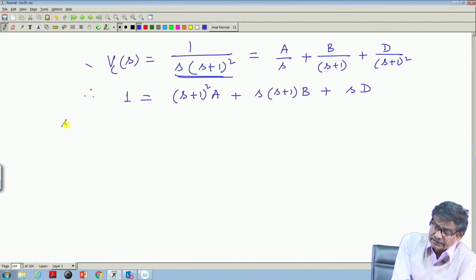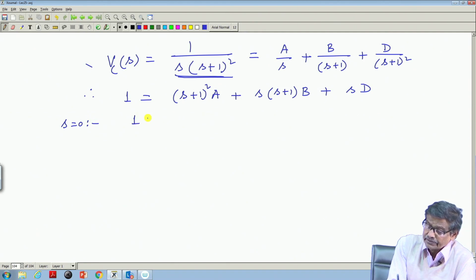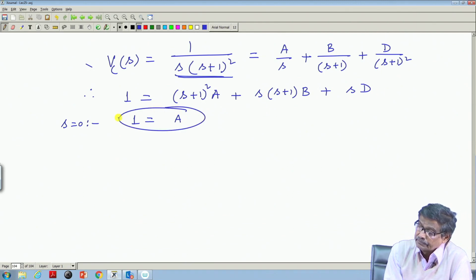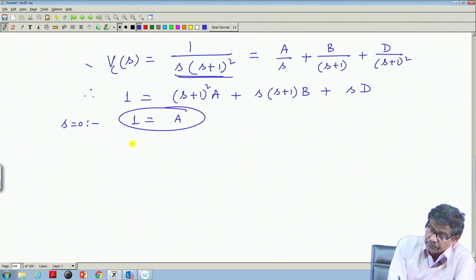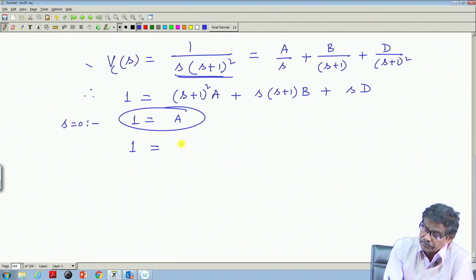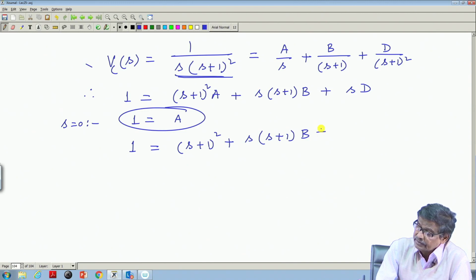So, s equal to 0 is a natural choice, as you can see, it will straight away give you the value of A. This term vanishes. So, A is 1 obtained. Therefore, I will write 1 = A(s+1)^2 + s(s+1)B + sD, with A now known.